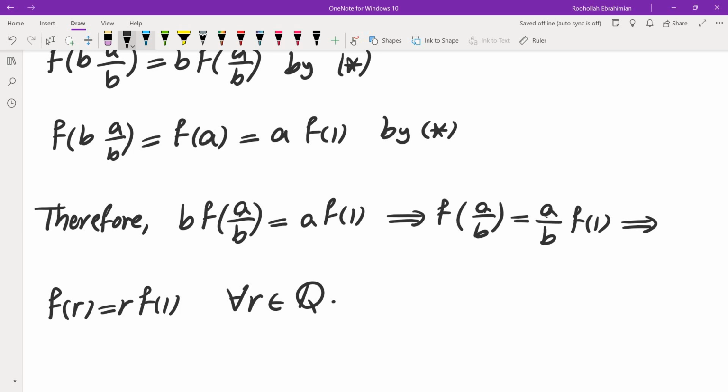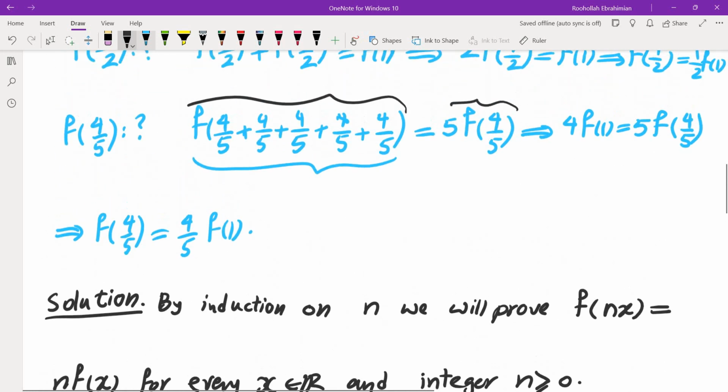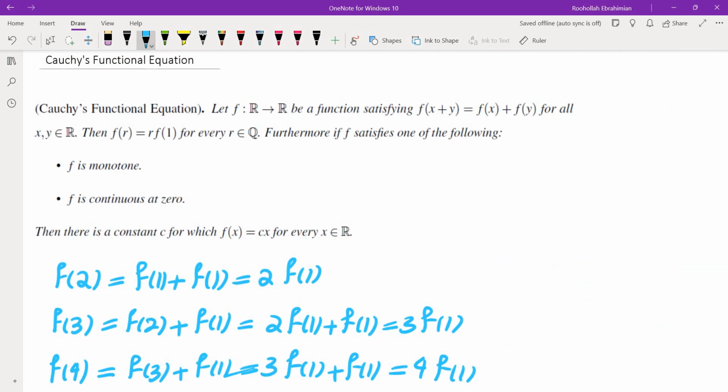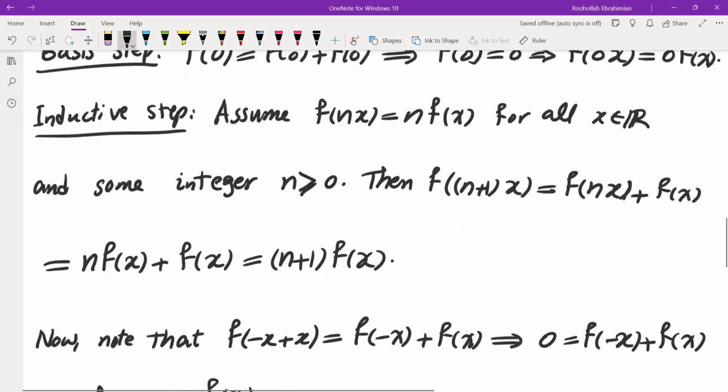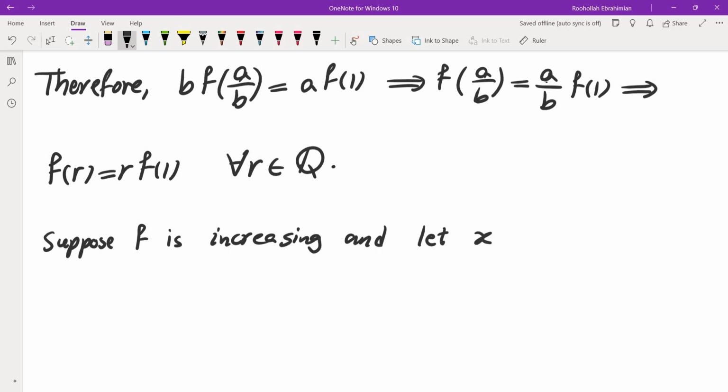Now, let's assume that f is monotone, and we are going to prove that f is in fact x times f of 1. So we wanted to prove this. Now we are looking at the furthermore part. Okay, so let's assume f is monotone. Let's just take the case when f is increasing. So suppose f is increasing, and let x be a real number.